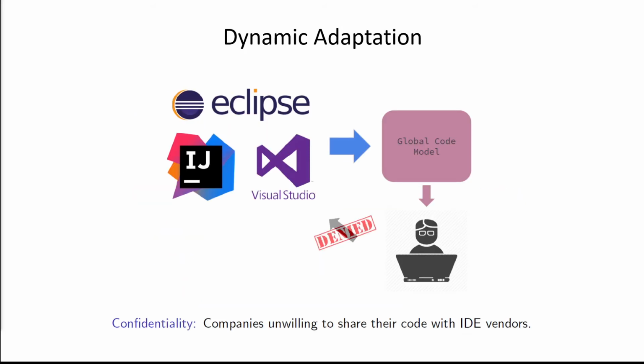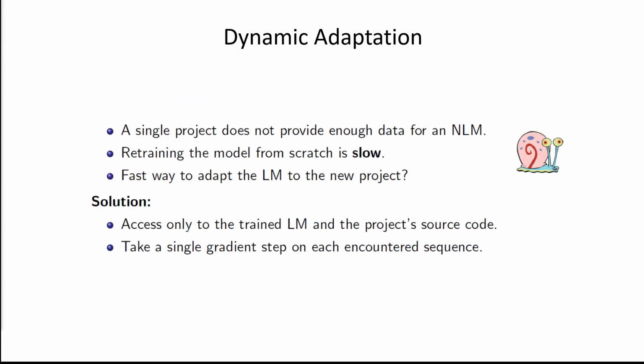Another thing we did was dynamic adaptation. Imagine that you can get a huge model from some company, some IDE vendor, and then you want to adapt this model to get project-specific information. You might not want, though, to give them your code back. So you should be able to do this very quickly and very easily on your own. So we came up with an algorithm for this.